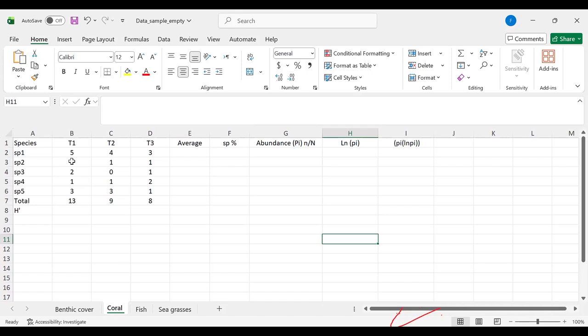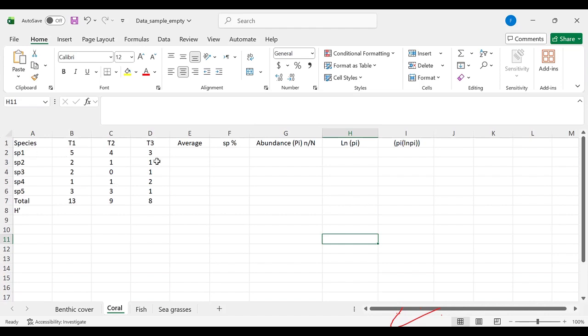meter long and 1 meter width. And I found this species here. So I found the species number 1 as a transect one. I found 5 species, 5 colonies of this species, and so on for another species on this transect.